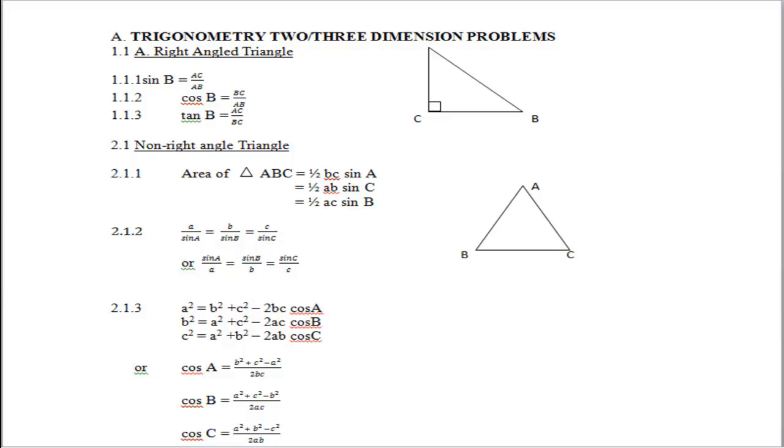Then you can also have cos A, and if you look at it strategically, it's minus a squared, and what you are left with in the numerator is b squared plus c squared, and your denominator is all over 2bc. Similarly, cos B, that's how I would remember these formulae. It's minus b squared, and you're left with a squared plus c squared all over 2ac.